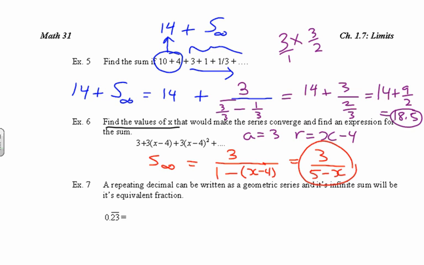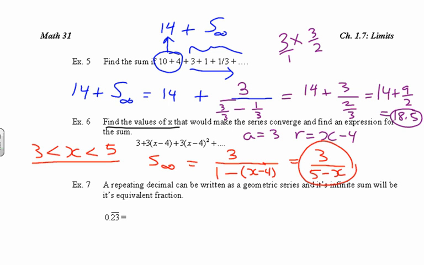So if you did have an x, remember this was your condition. If you did have an x that was in this range, you will get a sum, and that's how you find it. If your x isn't in that domain, forget it. You're not going to get a sum. Don't even try.